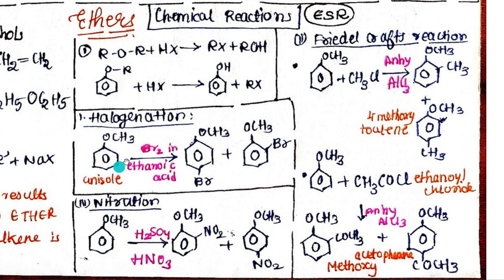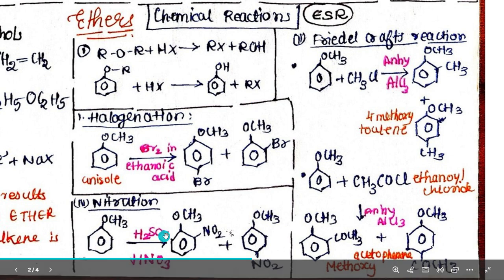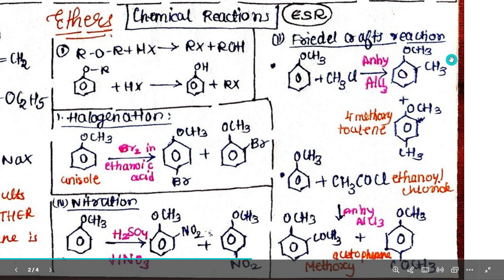Coming to halogenation, here anisole, which is a benzene ring attached to OCH3, on reaction with Br2 in ethanoic acid will give us parabromoanisole and orthobromoanisole. Nitration: this anisole, on reaction with H2SO4 and HNO3, will give us orthonitroanisole and paranitroanisole. Then we have Friedel-Crafts reactions.